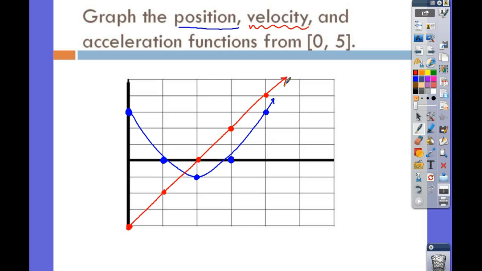Remember, we have a starting value at 0, but this had no ending point. So these have to have arrows that imply it continues forever. Acceleration was a constant at 2. So acceleration is just going to be a horizontal line at 2. If acceleration is always 2, acceleration is always positive.